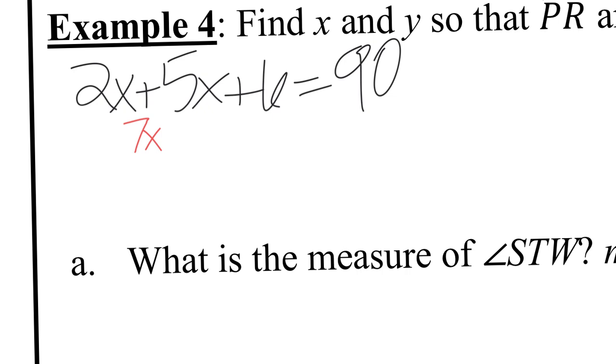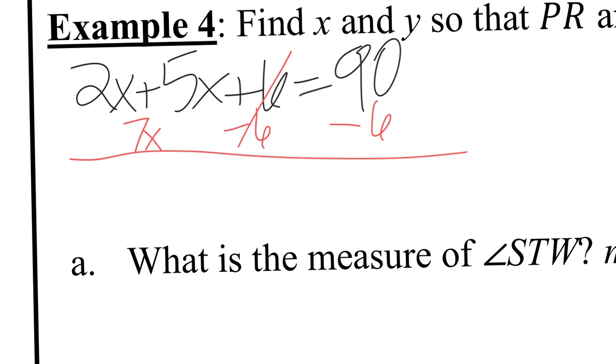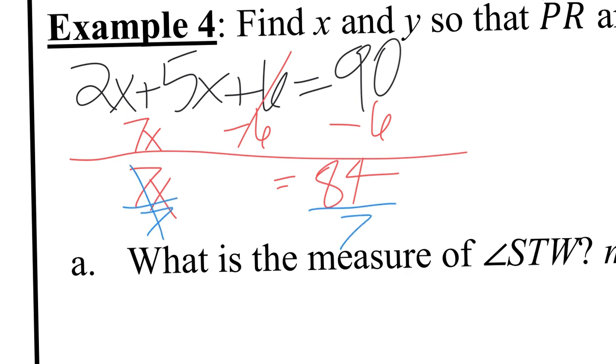So what you should do is get it to the other side with the 90 because those are both constant numbers. They don't have a letter with it. So the opposite of plus 6 is minus 6. So I'm going to minus 6 from both sides. Okay? So I'm going to bring down that 7x and then I'm going to equal it to 90 minus 6, which is 84. Okay? 7x means 7 times x. So to get rid of this 7, I'm going to do the opposite of times, which is divide. And so 84 divided by 7 is going to be 12. So I get x equals 12. All right?